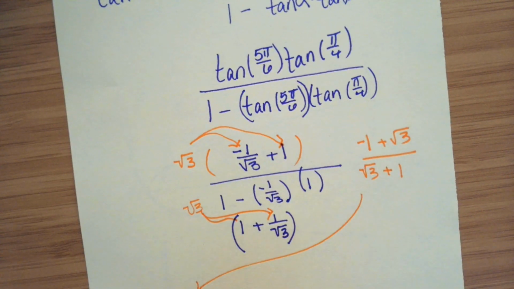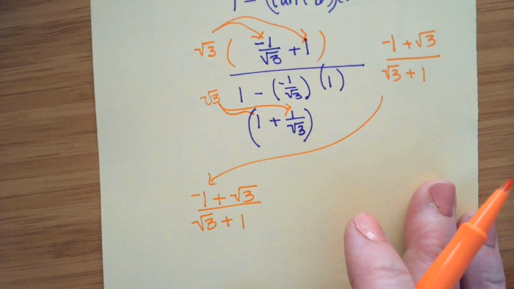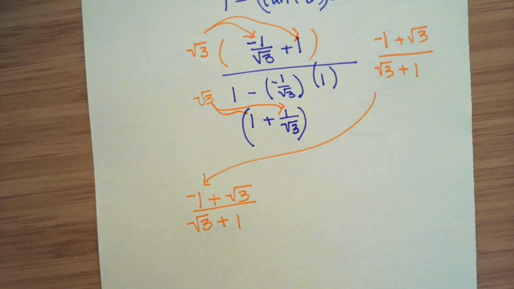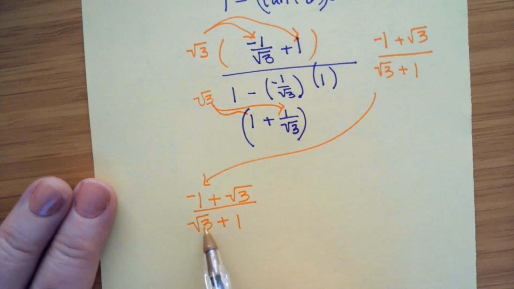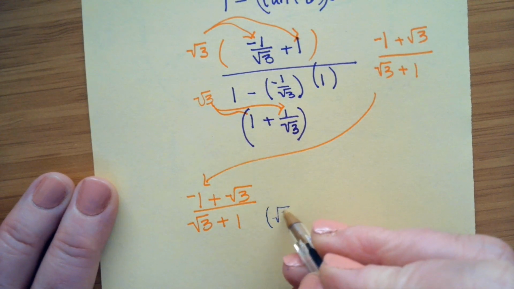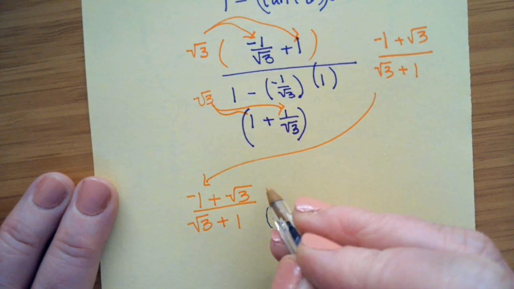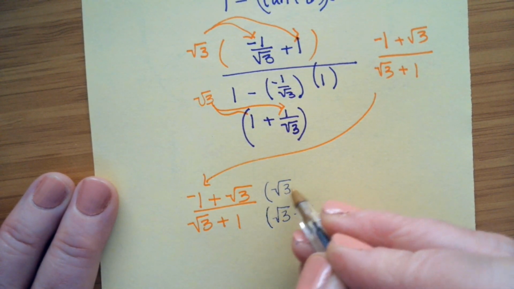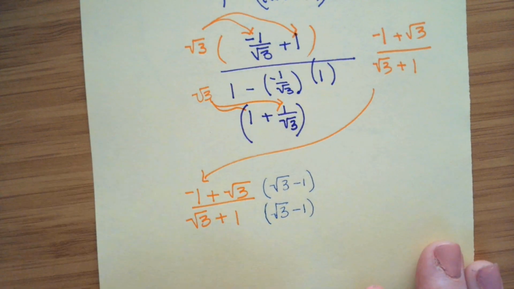So I'm going to drag that down. My problem now says negative 1 plus the square root of 3 over the square root of 3 plus 1. Now I've got to multiply by the conjugate because I can't leave a radical in the bottom. So to do that, I'm going to multiply by the square root of 3 minus 1 because that will cancel out what I have in the bottom.